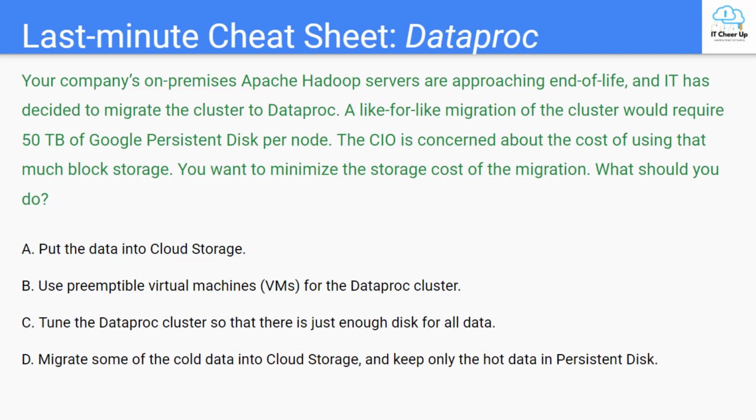This is the last question on DataProc. Ready for the answer? The keywords of this question are minimize the storage cost of the migration. So Cloud Storage is a primary data store for GCP with the HDFS compatibility. Using Cloud Storage to reduce the disk requirements and save the costs. This topic is mentioned in the DataProc last-minute cheat sheet part 2, connectors and data storage. So the correct answer is A.